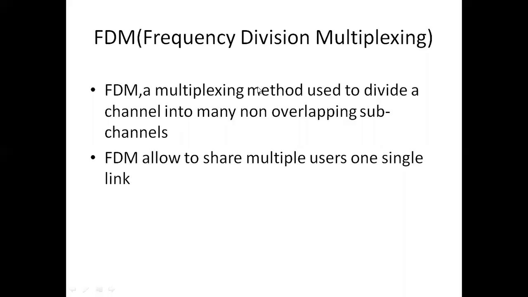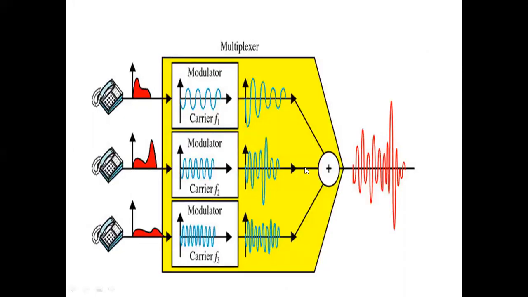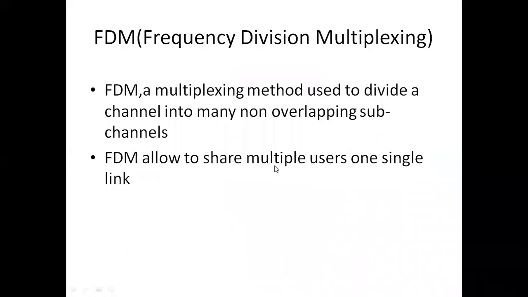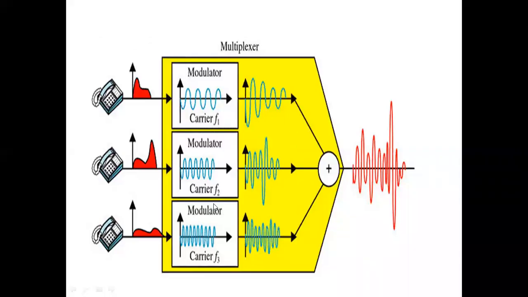This figure represents a frequency division multiplexer. Here we have a number of users, and they use a single link in order to transmit the data. Multiple users send the information using a single link, so the multiple users share one single link. That is about multiplexing.